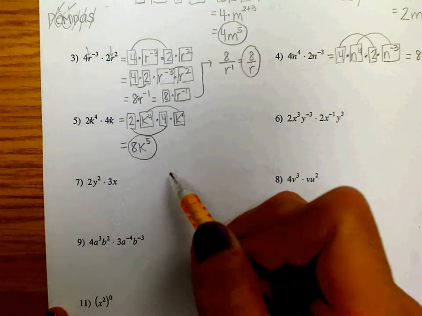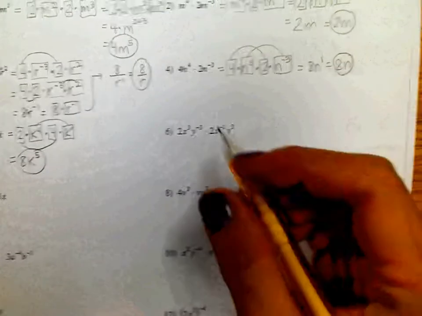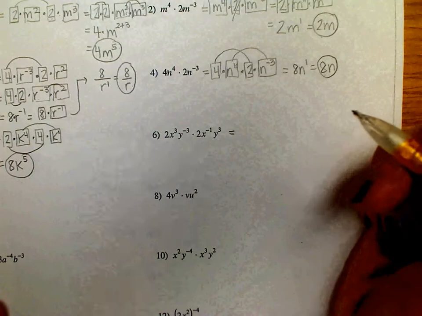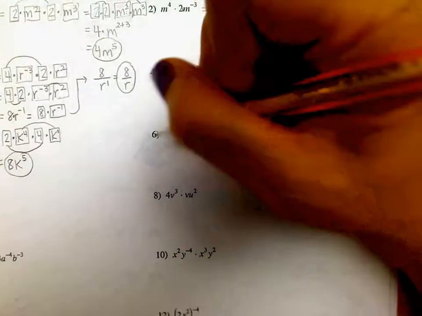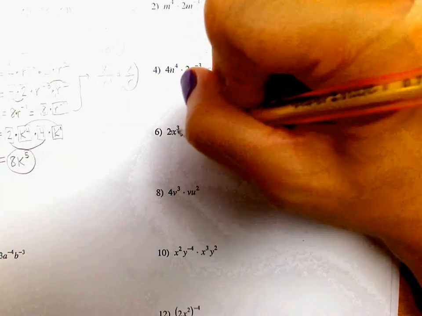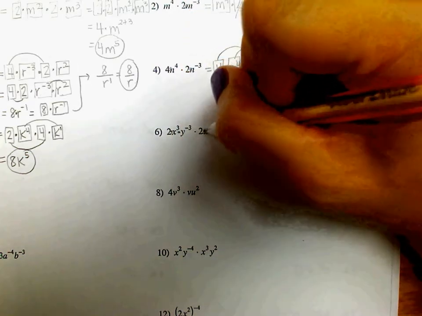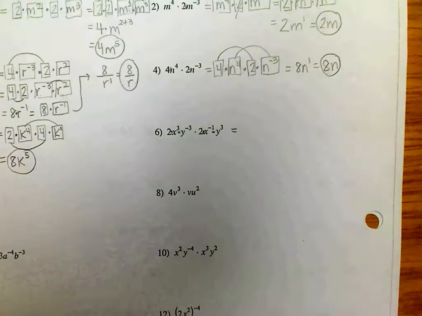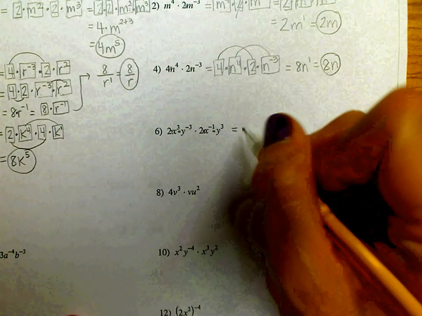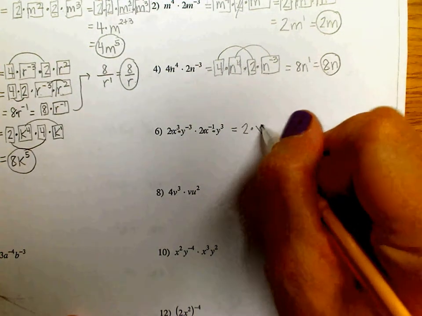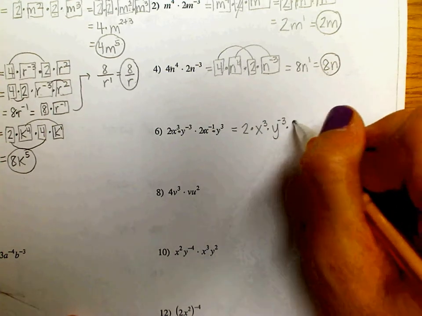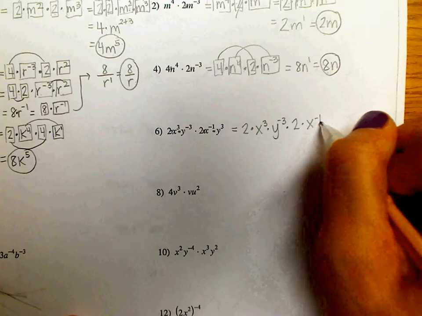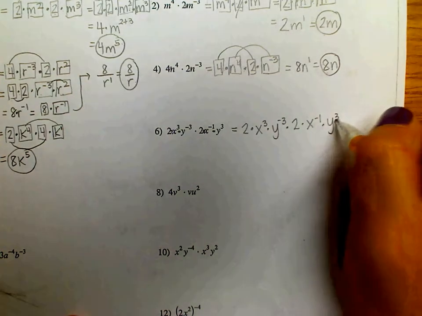Number 6. Well, this one looks like a lot of work. I don't see an 8 though, so that's good. There's a lot of little multiplication symbols here. There's one here, 2 times, and then times, and then times, and then another times. So I'm going to rewrite it: 2 times x to the 3rd times y to the negative 3rd times 2 times x to the negative 1st times y to the 3rd. Let's draw all our windows.